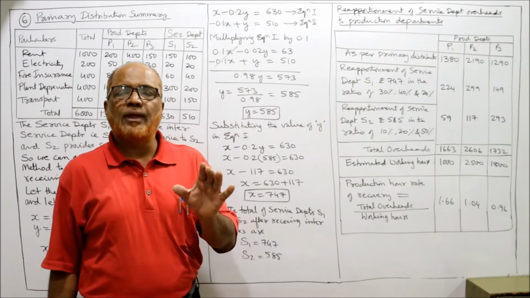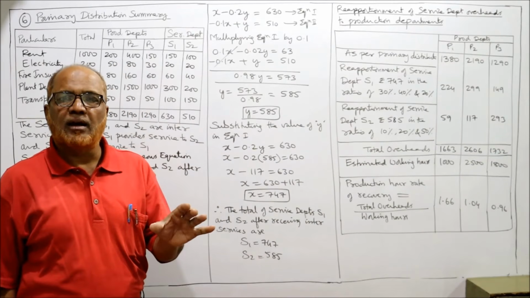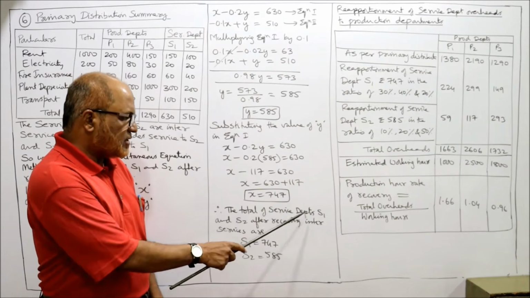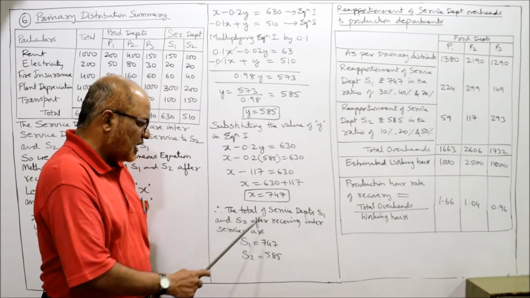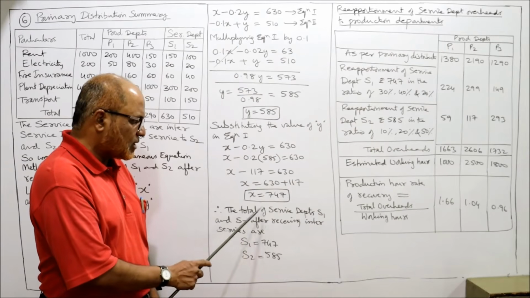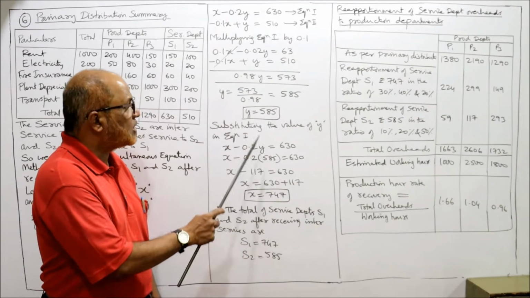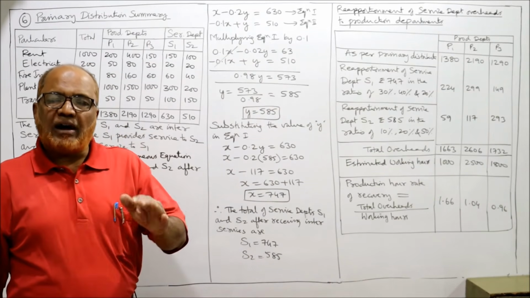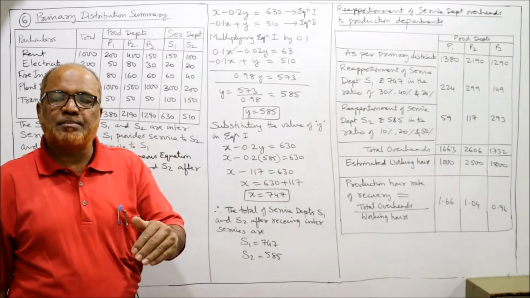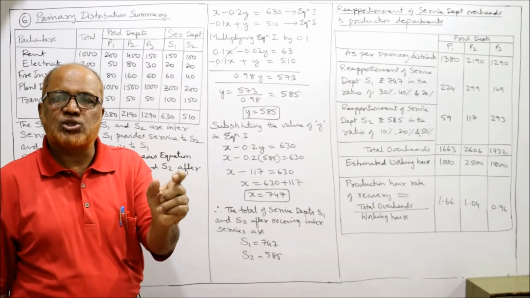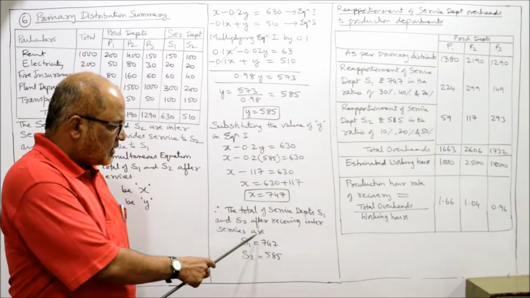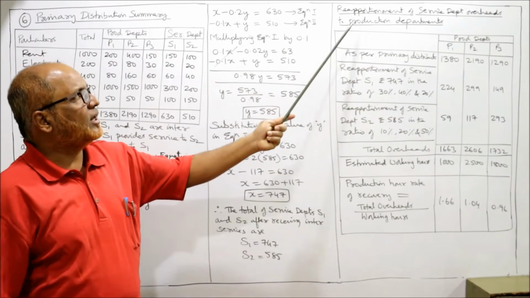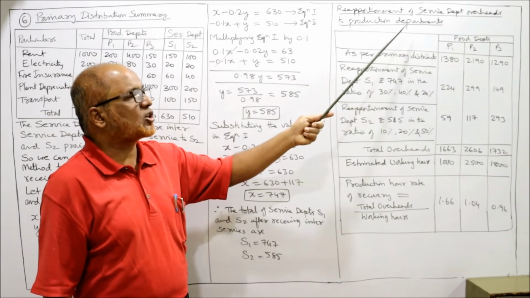What is x? The total of S1 after receiving the service from the other service department. The totals of service departments S1 and S2 after receiving inter services are: S1 is equal to 747 and S2 is equal to 585. This is what we have to find, that after receiving the service from the other service department, what is the total of S1 and S2. Now we can distribute this between P1, P2 and P3. Now reapportionment of service department overheads to production departments.